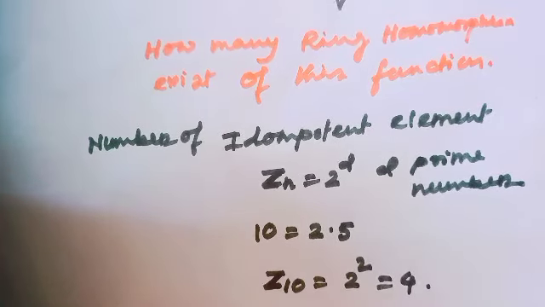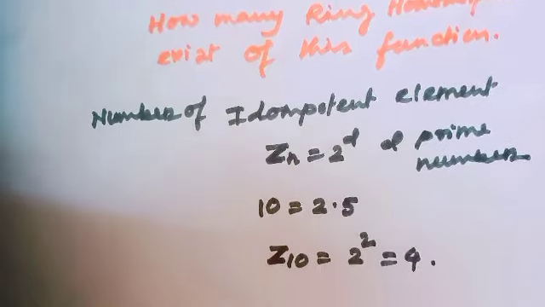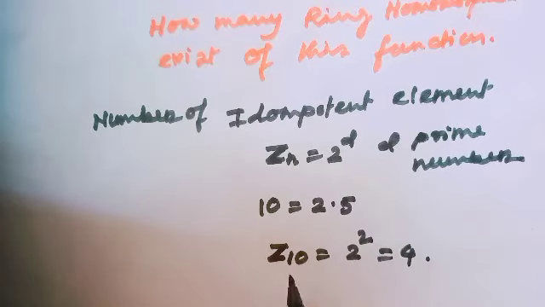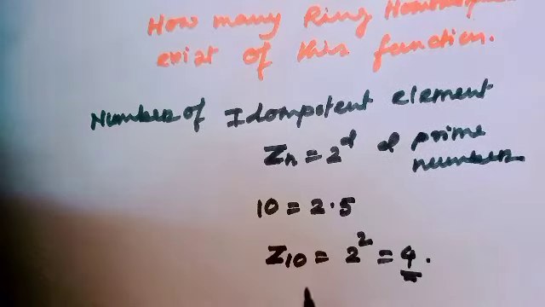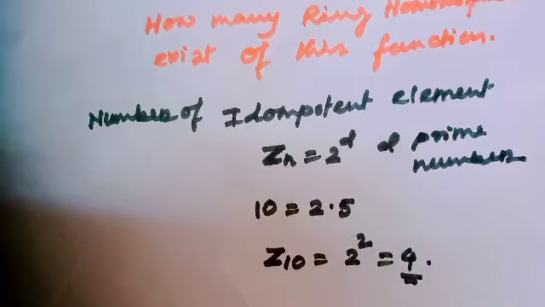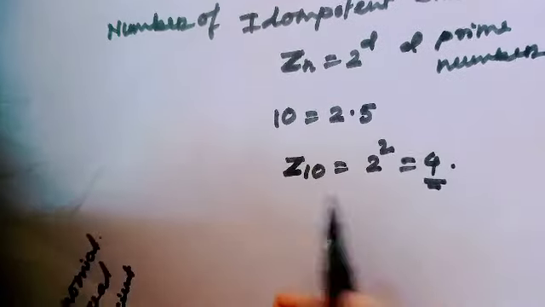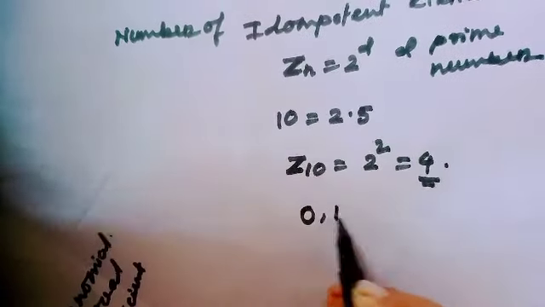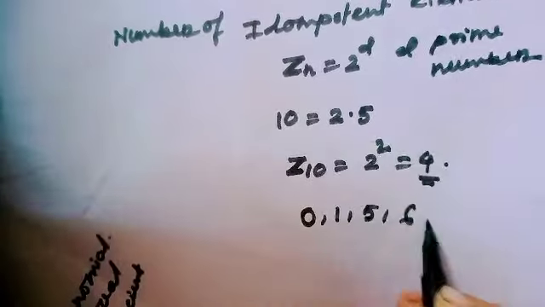Here 10 equal to 2 times 5. That means the number of idempotent elements in Z10 equal to 2 square, which is equal to 4. Therefore, in Z10 there exist 4 idempotent elements, and just calculating, these are 0, 1, 5 and 6.